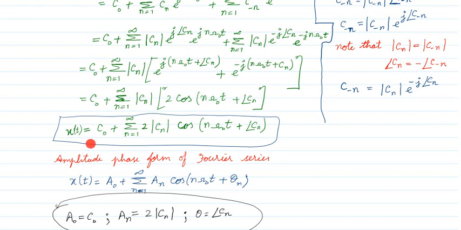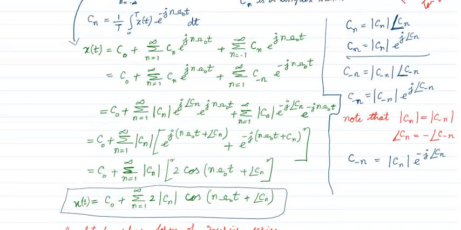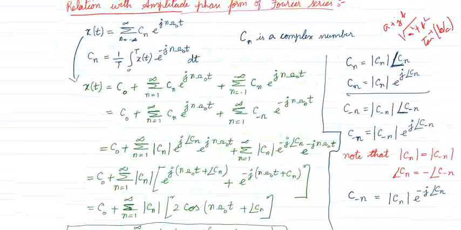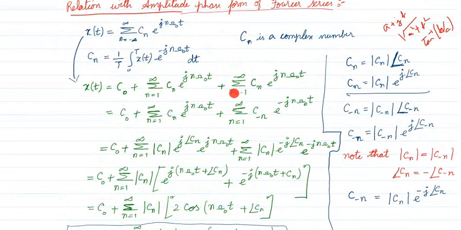Okay, so see how I started. I started with the exponential form Fourier series. Then I split this into positive values and negative values. Then I expressed the C of n, since it is a complex number, in magnitude and phase angle. The C of minus n is also expressed in magnitude and phase angle. Then I proceeded, and I got this.